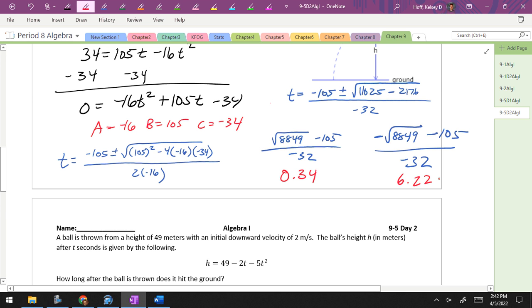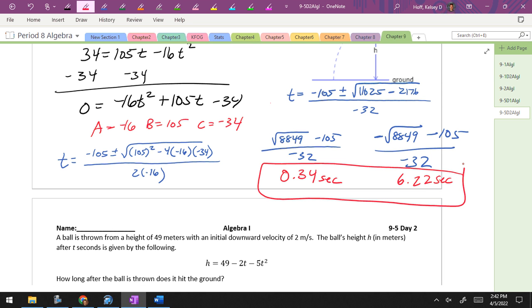Here's my question. How can a rocket reach the same height 2 different times? Up and down. Very good. So on its way up, it reaches 34 feet at 0.34 seconds. And then on its way back down at 6.22 seconds, it reaches another 34 feet. What goes up must come down. So you're going to have both of those answers on there. I'm going to talk to you in 30 seconds about the one on the back.